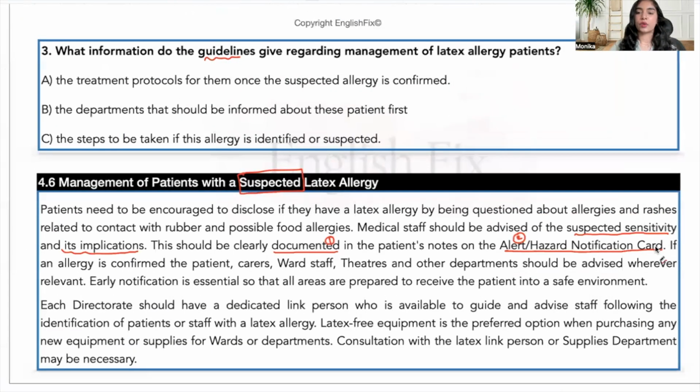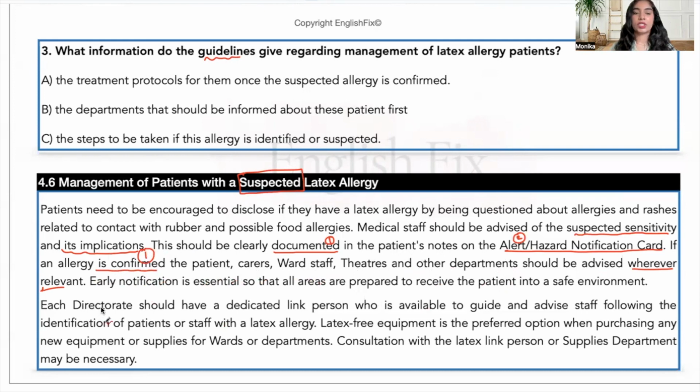Okay. Then continuing, if an allergy is confirmed, the patient, the carer, and the ward staff, theaters, and other departments should be advised wherever relevant. So wherever relevant means, wherever do you think? Do you need to inform the department? Do you need to inform the ward nurse? Do you need to inform the patient? Do you need to inform the patient's home where the carers are? So if that is confirmed, then that is the one thing that you have to do, right? So far we were talking about suspecting. Now we have talked about confirming.